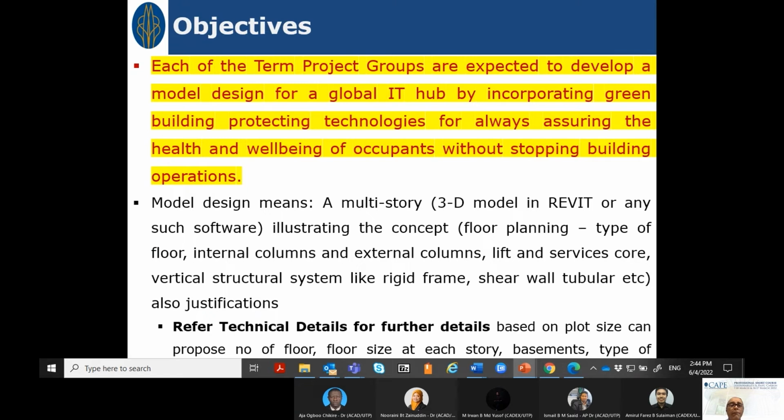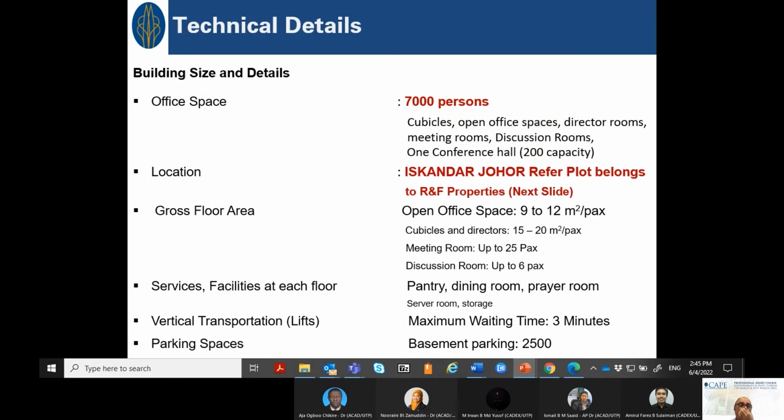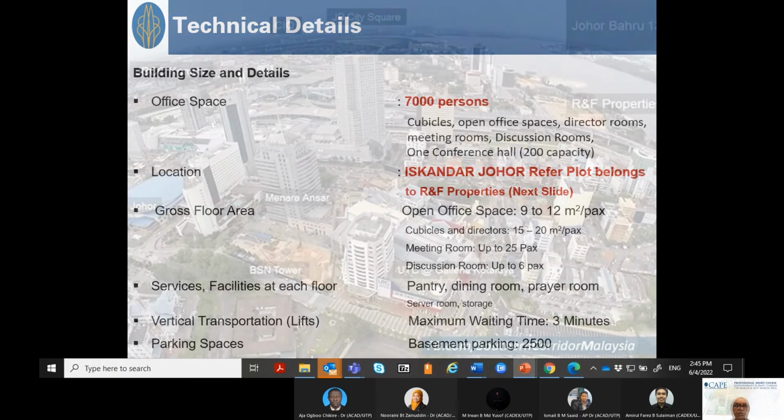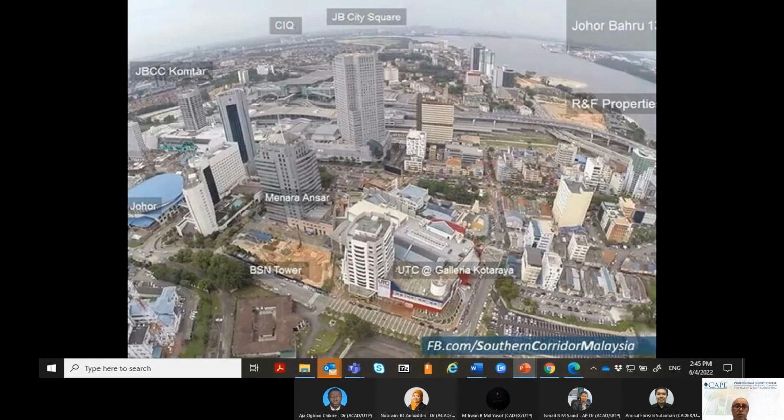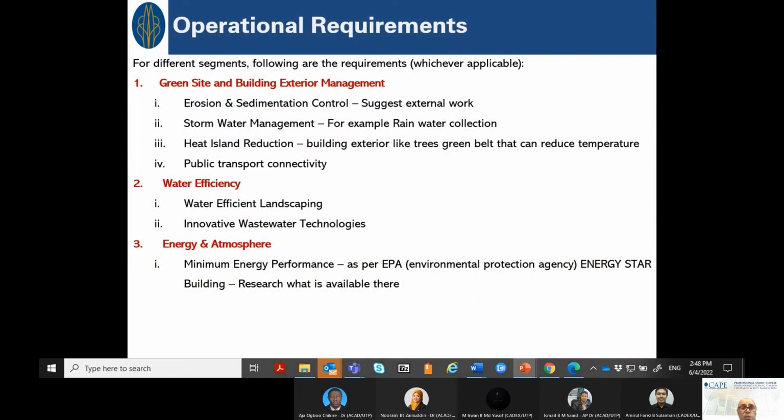So that was the main objective, right? The technical details of the building were given: 7,000 persons, and a plot is given. There were operational requirements, meaning what the operational requirements should be to ensure that during a COVID-like pandemic the building can operate as normal.